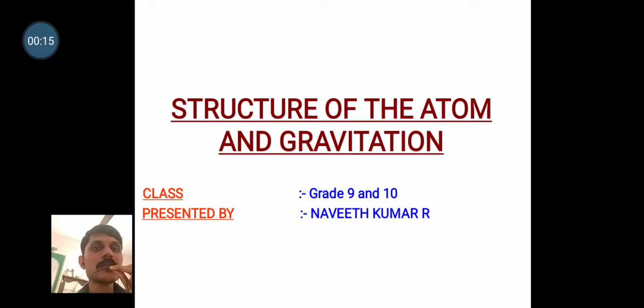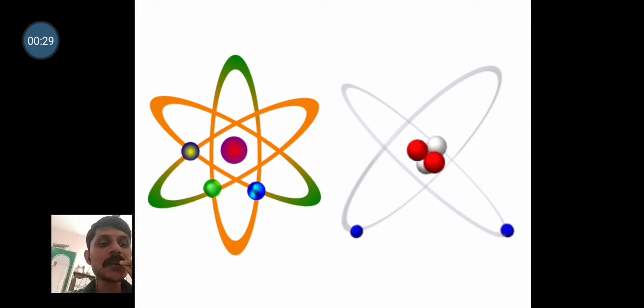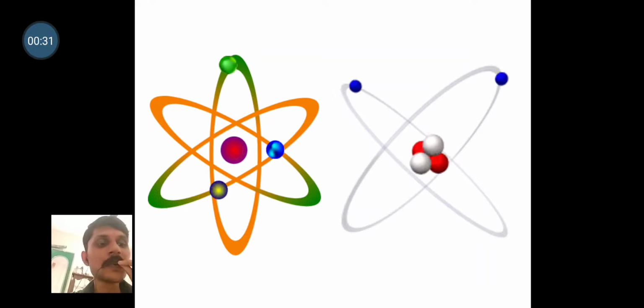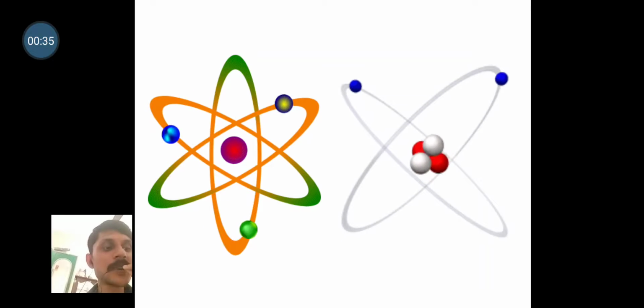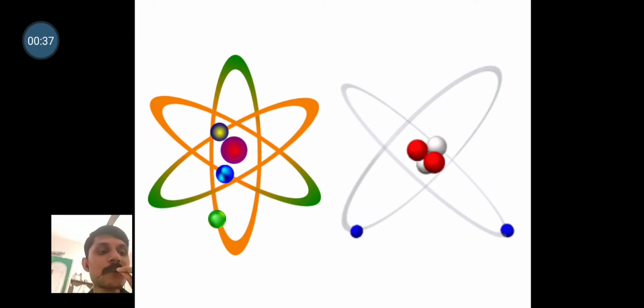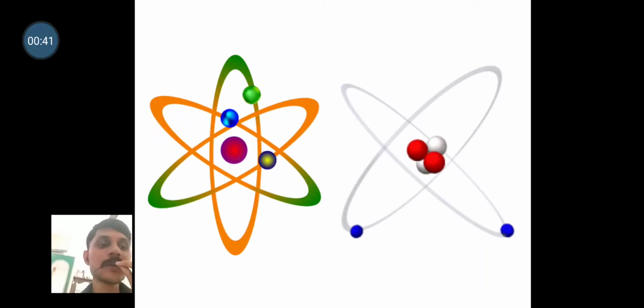Today we are going to discuss the structure of the atom and then gravitation, for grade 9 and grade 10. So this is the structure of the atom. What do you mean by atom? An atom can neither be created nor destroyed, but it can be transformed from one form into another. So this is the basic thing about the atom.